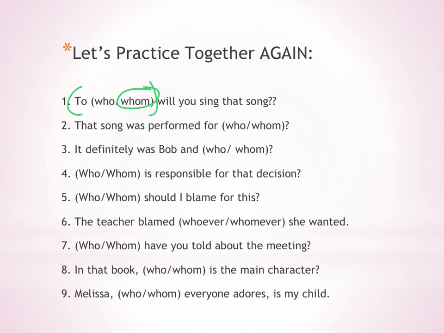That song was performed for who or whom? That song was performed for Bob. For Bob, once again, is a prepositional phrase. Inside the prepositional phrase again, we choose whom.